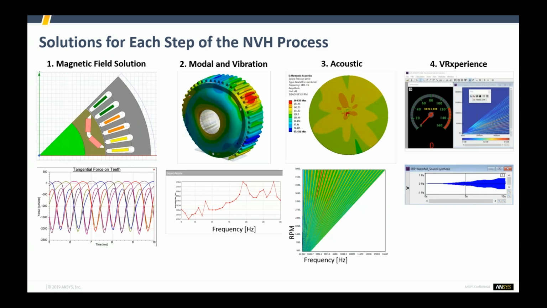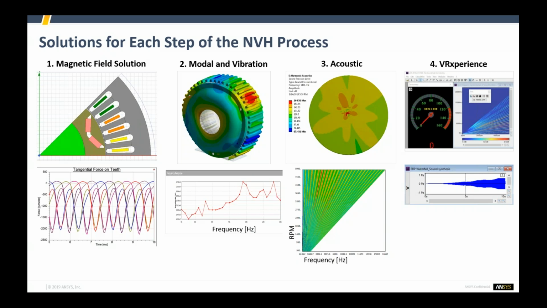So basically there are four steps in the NVH process. We talk about a magnetic field solution, then the second would be the modal vibration, acoustic, and then VR experience. So we're splitting the process into steps, with the understanding that the approach is holistic in terms of the vibrating structural system. As we said, the steps are presented here on the slides. There are four steps. The magnetic solution is to determine the radial, tangential, and axial forces associated with the machine performance.